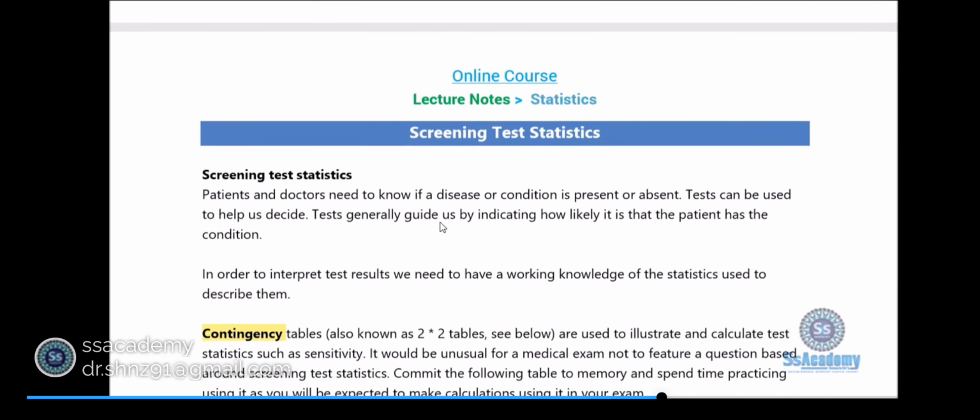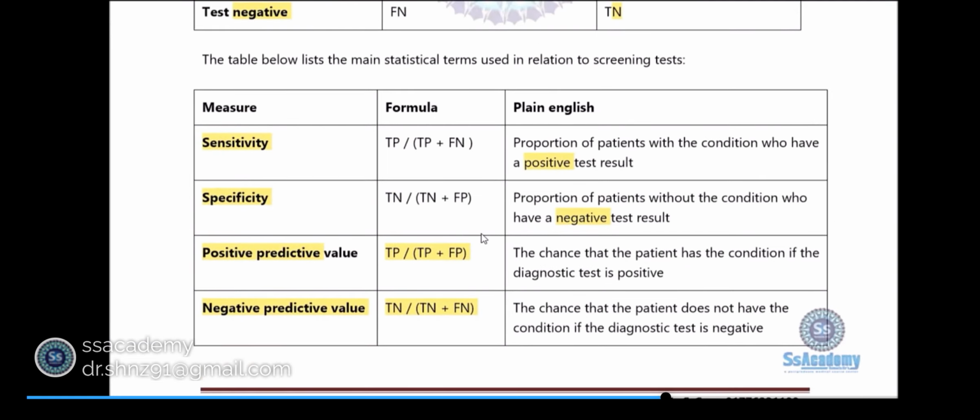So I'm asking the question now. Sensitivity is nothing but a positive idea, so true positive divided by true positive plus false negative. Specificity is nothing but the negative test result, so true negative divided by true negative plus false positive. Now the positive predictive value, all are positive, so true positive divided by true positive plus false positive. And negative predictive value, once again, is true negative divided by true negative plus false negative. All are negatives. So get them by heart, my dear.